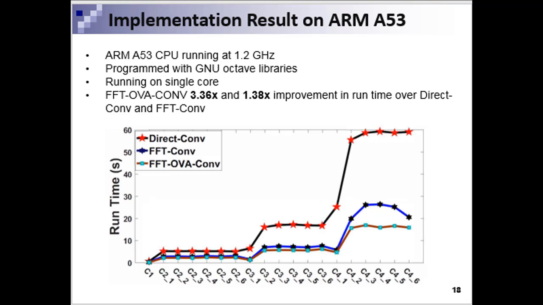We also implemented the systems for an ARM A53 CPU running at 1.2 gigahertz, programmed with GNU Octave libraries. This is running on a single core, and here I'm showing runtime for all the layers and for three different sorts of convolution. FFT OVA conv is 3.3 times and 1.38 times faster than direct convolution and FFT conv.